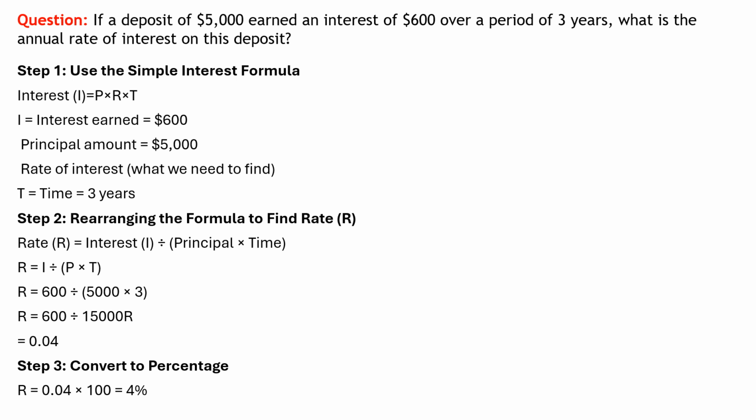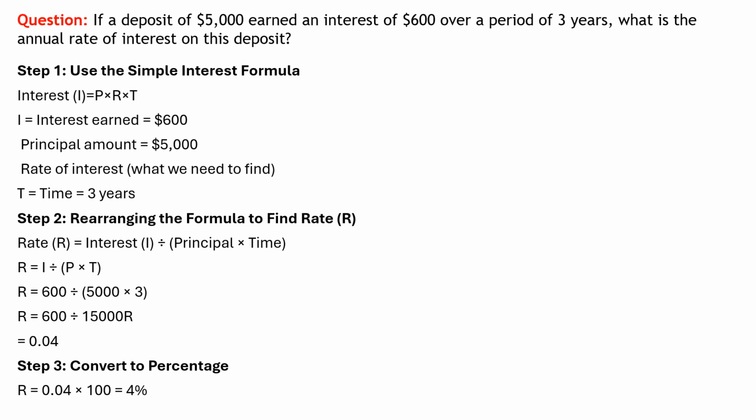What is the annual rate of interest? So the question is, we are supposed to find out the interest rate. The interest amount is given, but the interest rate is not given. That is, the interest percentage is not given. That is what we are supposed to find out. To find out the interest rate, we are supposed to use the same formula, that is the interest calculation formula.